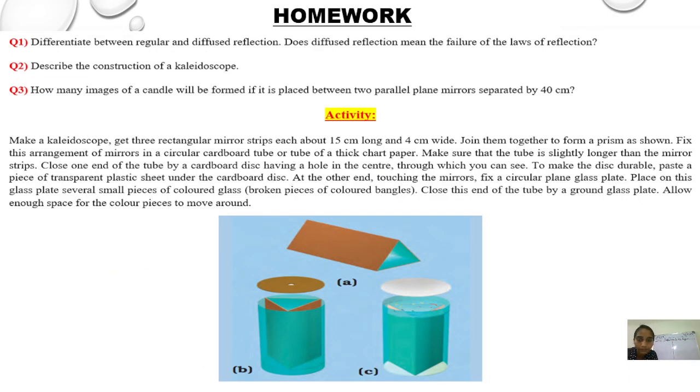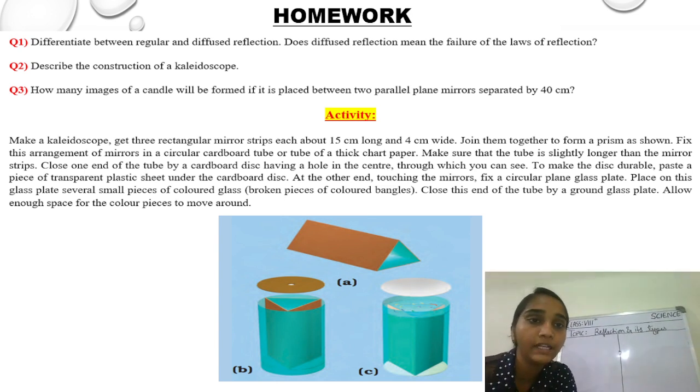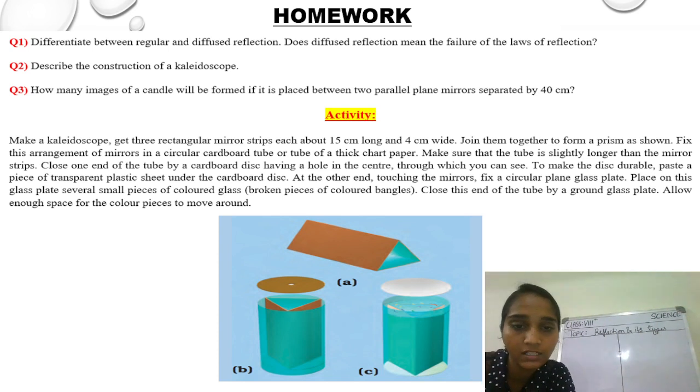Now students, homework time for you. First question is that you have to simply differentiate between regular and diffused reflection, and answer that, does diffused reflection mean the failure of the laws of reflection or not? And second question is that you have to describe the construction of a kaleidoscope, which you have seen in the video, how it is being formed, and what its working actually is. And question third is that you have to tell how many images of a candle can be formed if we place it between two parallel plane mirrors which are separated by a 40 centimeter distance.